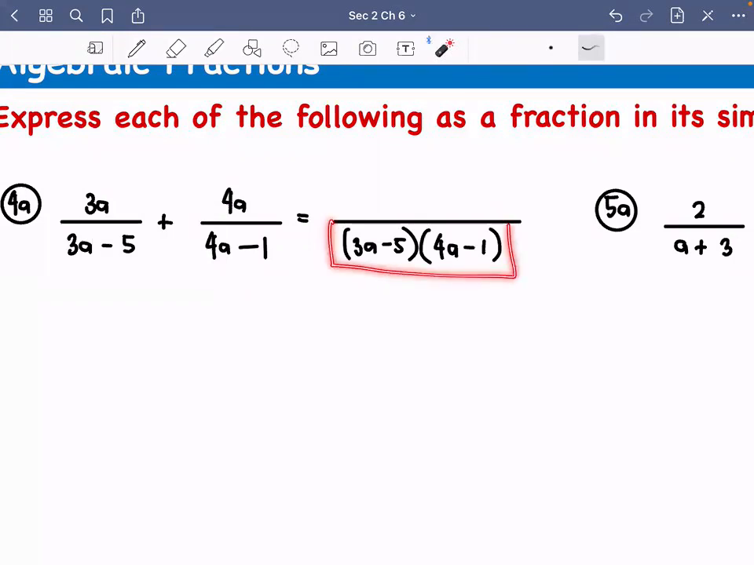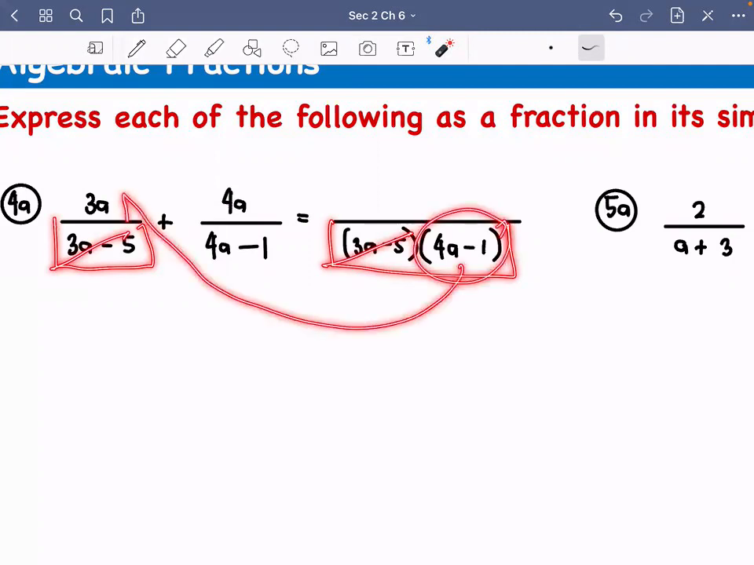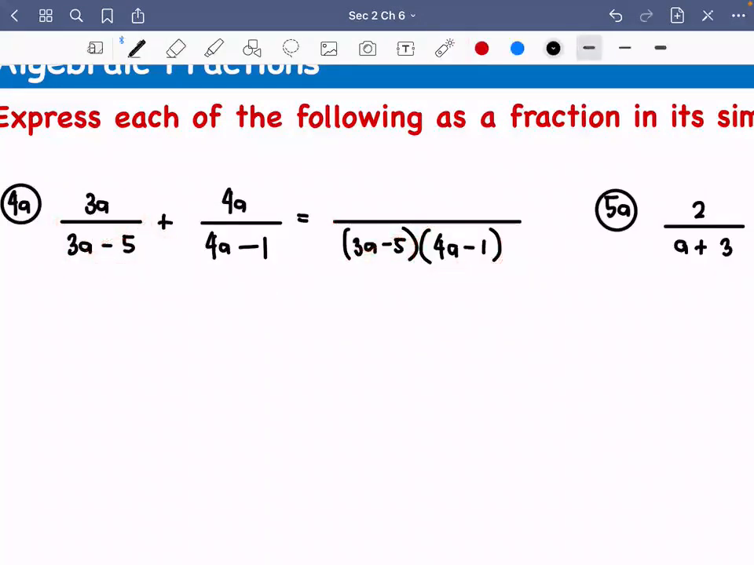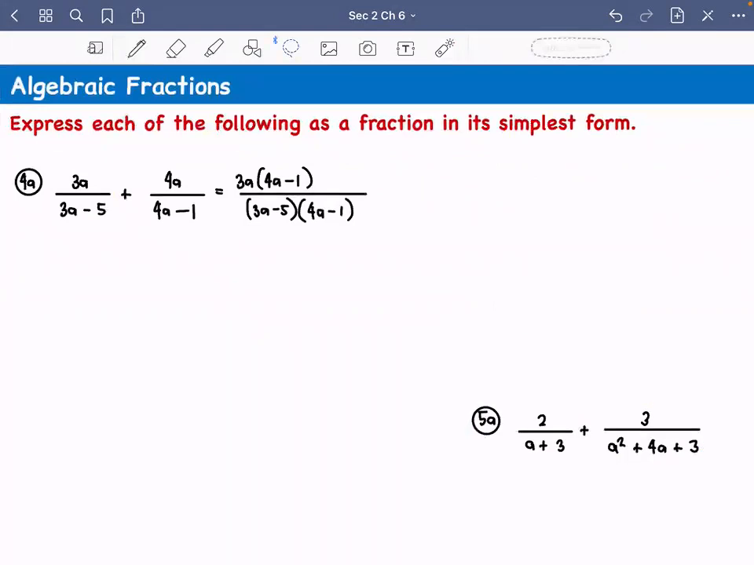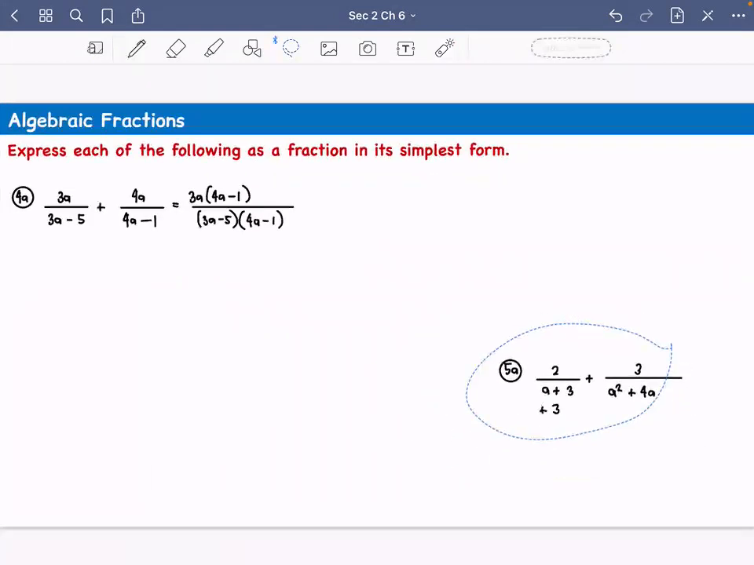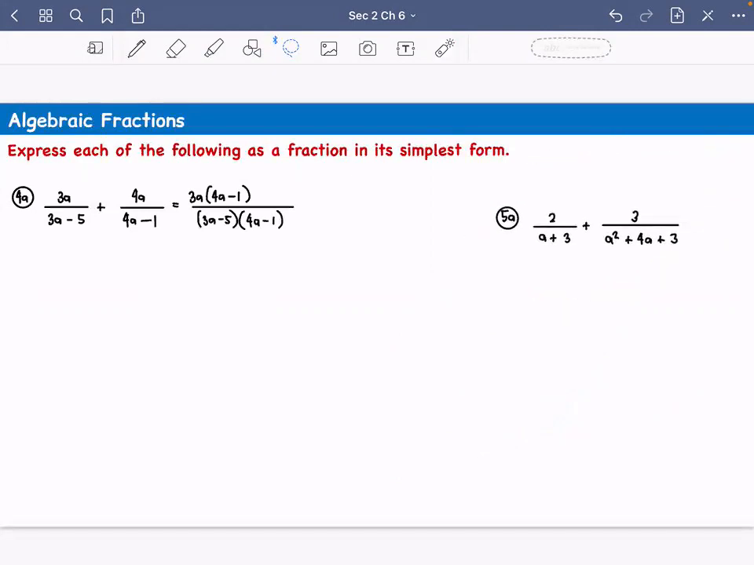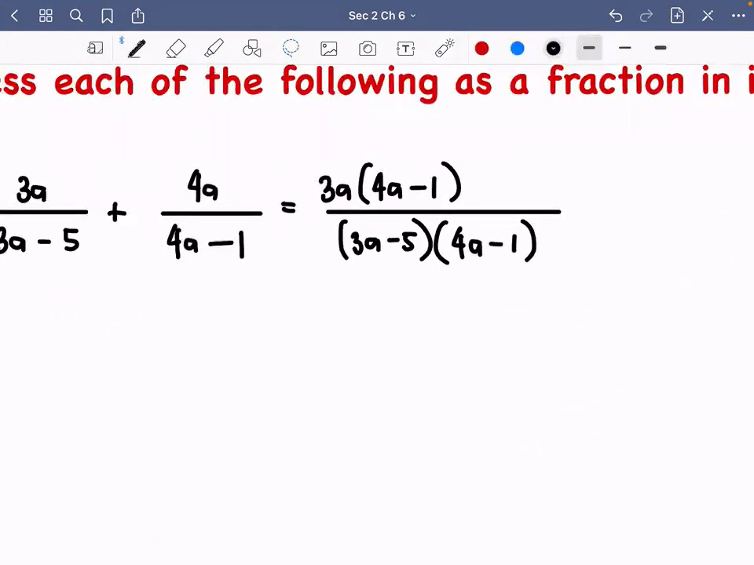So 3a minus 5 times 4a minus 1 divided by this. So this gets cancelled. So what's left? 3a, and then we still have 4a minus 1 here. So 4a minus 1 times 3a. So 3a times 4a minus 1. Okay, I think I need space here. Move here first. And then for the other one, this is plus.